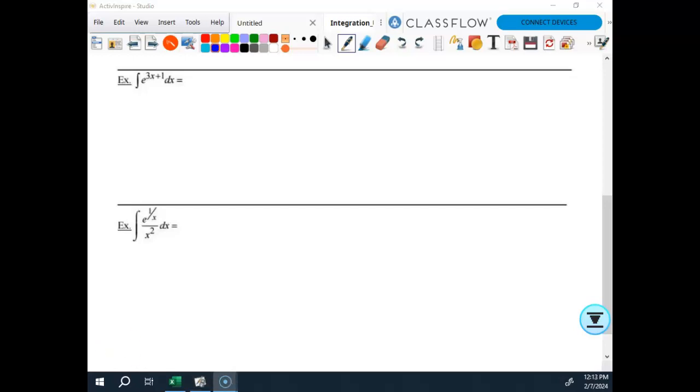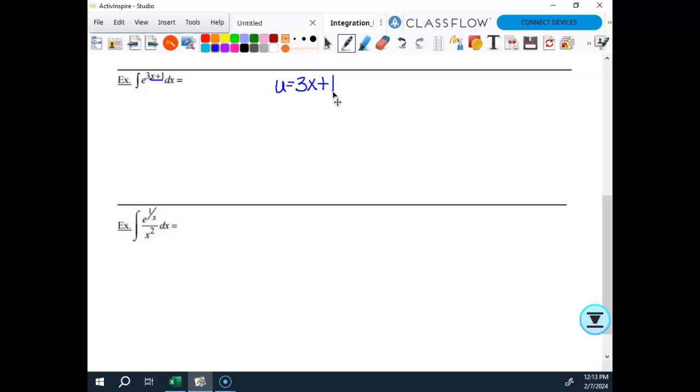All right, so if this was just plain old e to the x, if I integrate e to the x, what do I get? E to the x. Okay, but this isn't e to the x. This is e to the, and then instead of x, there's a whole other function there. So that is kind of like our inside there, what we will take as our u. So u is equal to 3x plus 1.